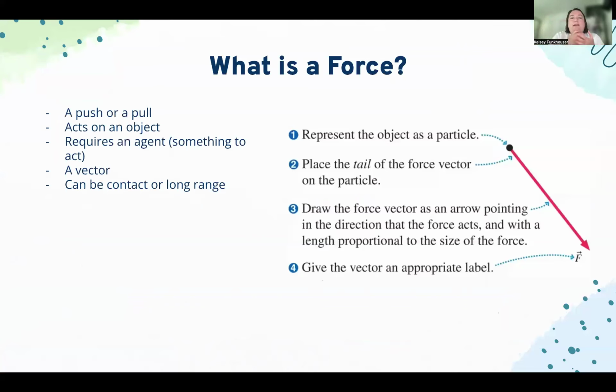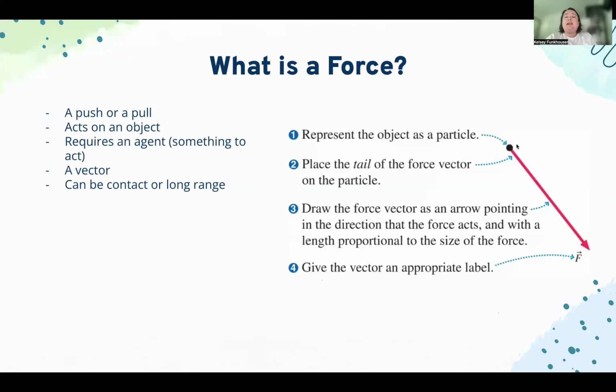So, what is a force? A force is a push or a pull. It acts on an object. It requires an agent, so something to do the acting. It's a vector, and it can be contact, where it requires some form of touch, or it can be long range. And here's an example of a force vector.